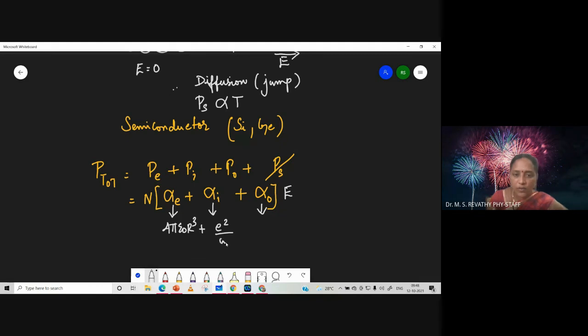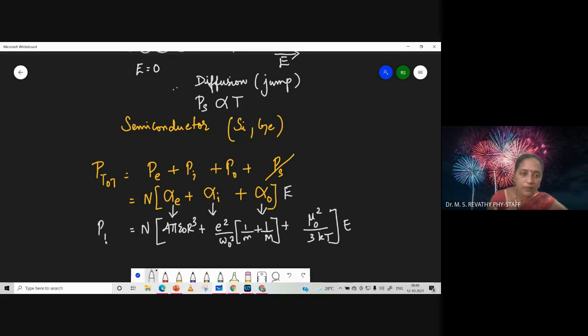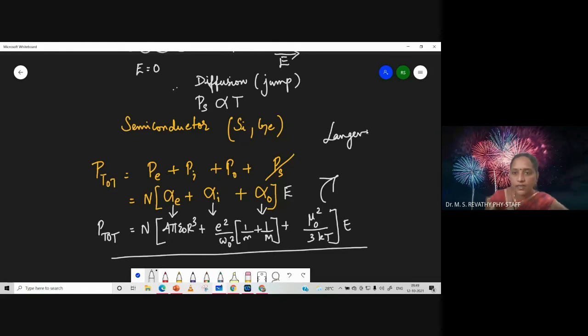This is e squared by omega naught square into the reduced mass, and alpha O, which we have seen just now is mu O square divided by 3 kT. Capital E outside, and in the front you have the number N, and this is P, the total polarization. This equation is called the Langevin-Debye equation. That's it. We have completed the polarization concept today.